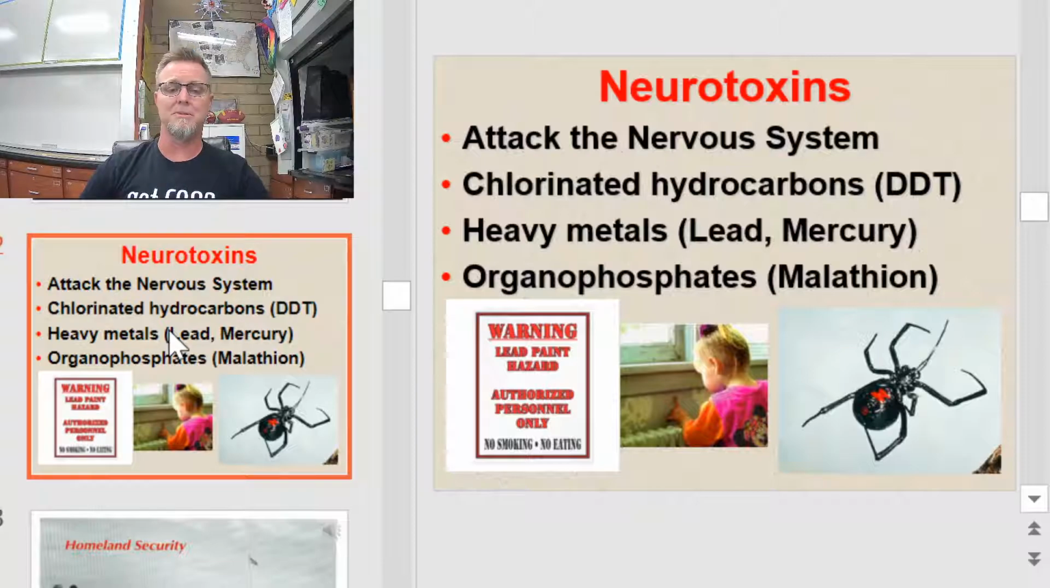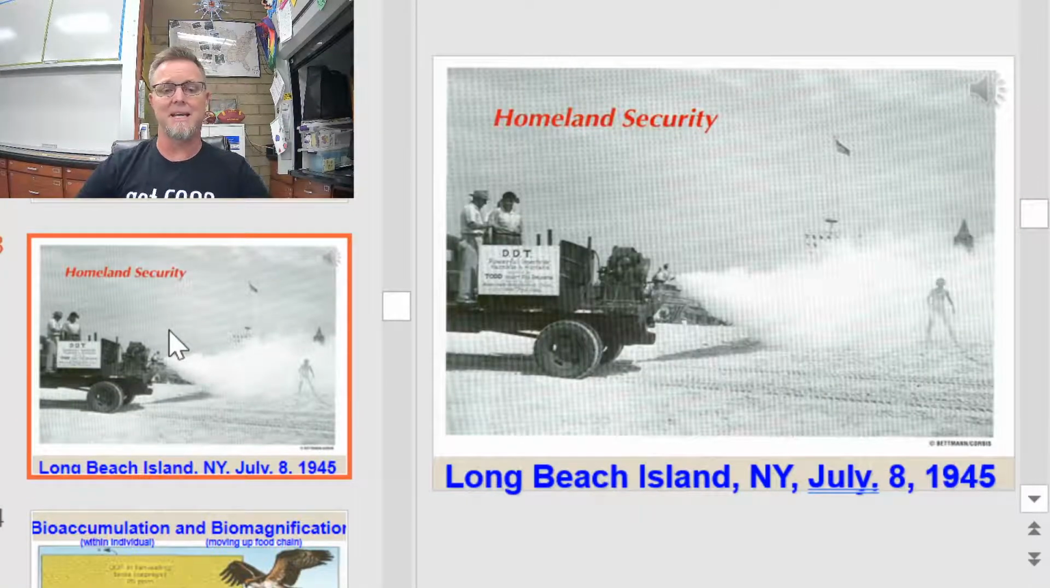Neurotoxins are also produced by things like black widow spiders. This is an example of Long Beach, New York, July 8th, 1945, where we're trying to get rid of things like mosquitoes by spraying these toxins up and down the beach to protect people. Well, what we didn't realize was that those same toxins that we're using to kill the mosquitoes are neurotoxins for people. This particular toxin that's being sprayed is DDT.